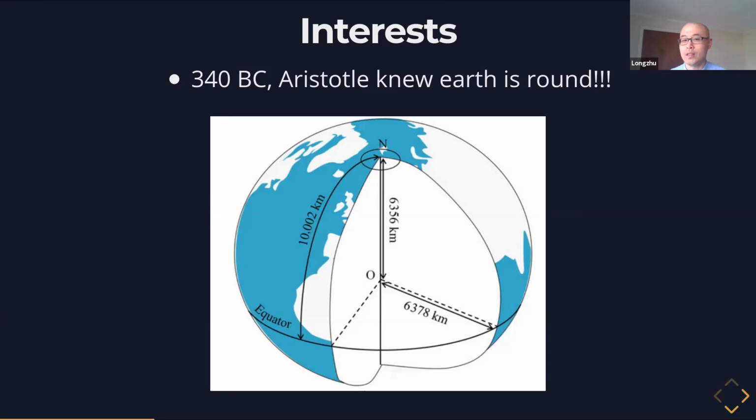Does it make any sense to you? I want to have some reaction here. I just described an observation made by an old person in 340 BC. He observed this, and he told us the Earth is round. Should we believe him? Anybody? Geographers, please say something. Nobody wants to say something?